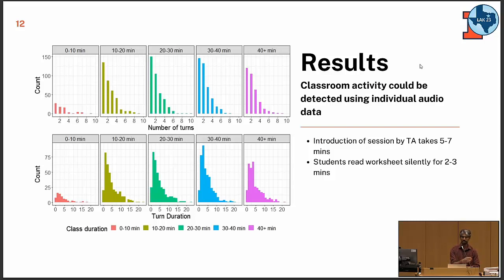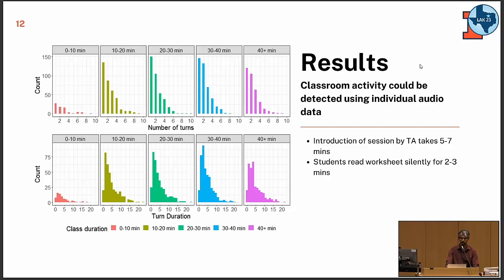What we wanted to look at here is that we knew the TAs gave an introduction at the beginning, and then there was a 40-minute chunk of student discussion. We wanted to see what the pattern looked like in terms of communication, and we found an interesting pattern: for a good portion there was an even distribution of how students were interacting with each other, whereas at the beginning there was no interaction because students were usually reading the worksheet, or it was the introduction by the TA.